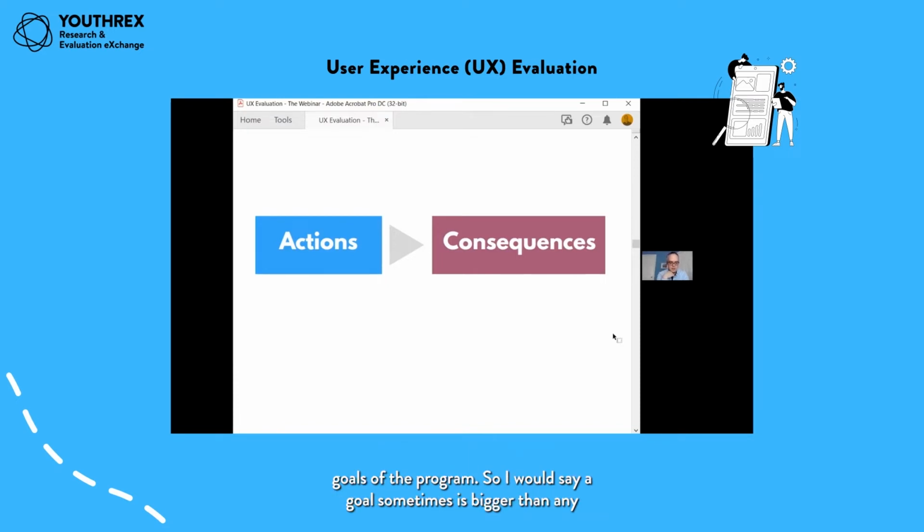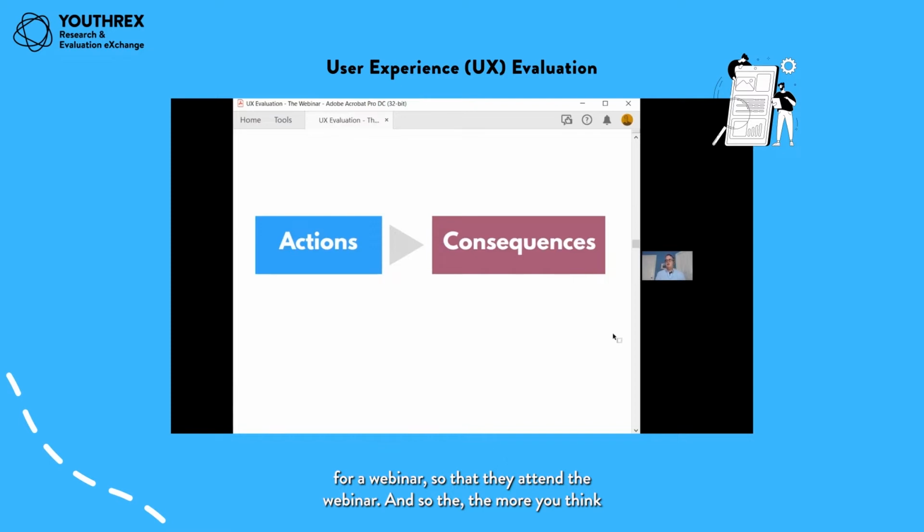So I would say a goal sometimes is bigger than any individual consequence or outcome. So the goal of the program might be some kind of large mega consequence, because you can break these things down really small. Like a goal of an email might be to get people to register for a webinar so that they attend the webinar.